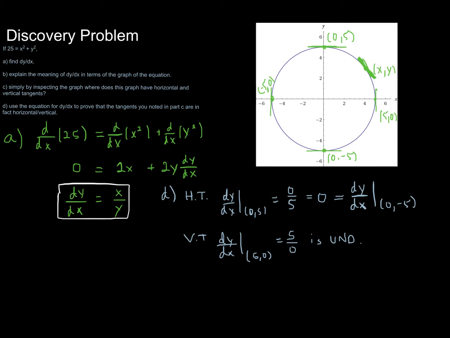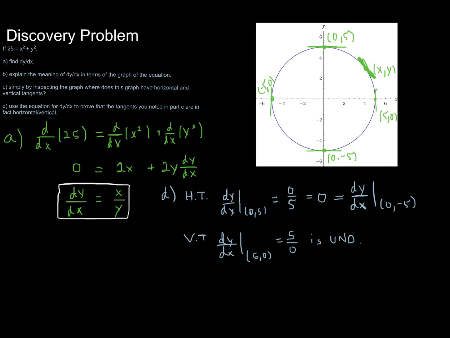And since it's undefined, that means that I can't define my slope at this point. In other words, it's going to be a perfectly vertical line, and therefore I've proven that at this point (5, 0), the tangent is vertical. And if I went over here at (-5, 0), I'd run into the same problem. I'd end up with -5 over 0, and so the derivative evaluated at this point, which I'm not going to actually write out, is also undefined.